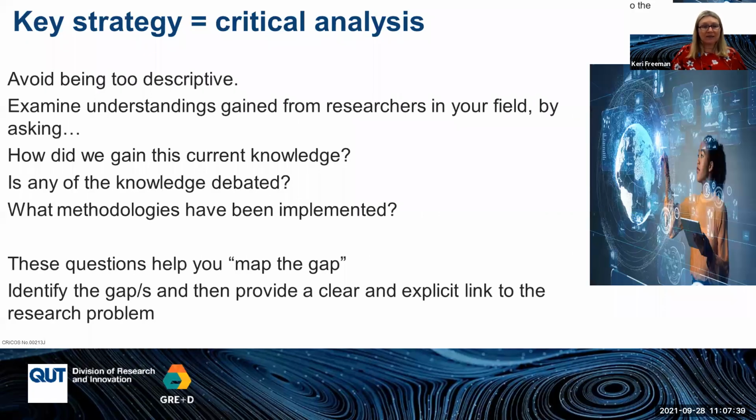So critical analysis, it's examining everything. How did we gain this knowledge? What's been debated? You're putting forward a map that tells us how you got to the fact that there are these gaps and the problem, and you need to make it all explicit. So the best way to explain synthesis and critical analysis is to have a look at our exemplar, which we're going to do in a second.